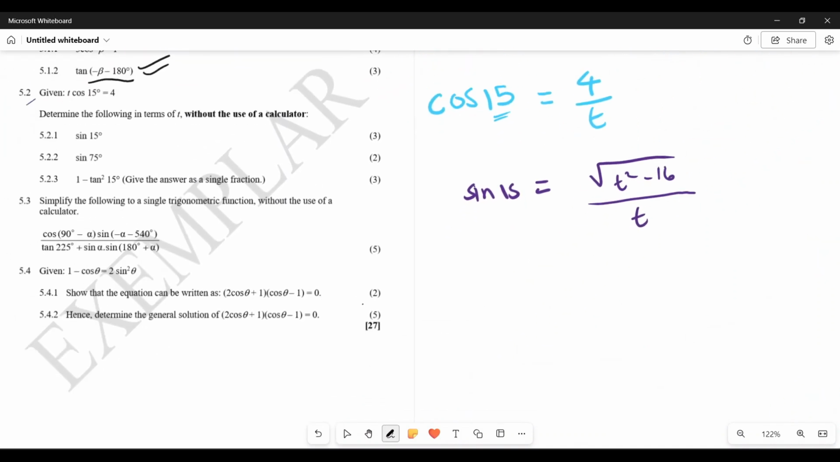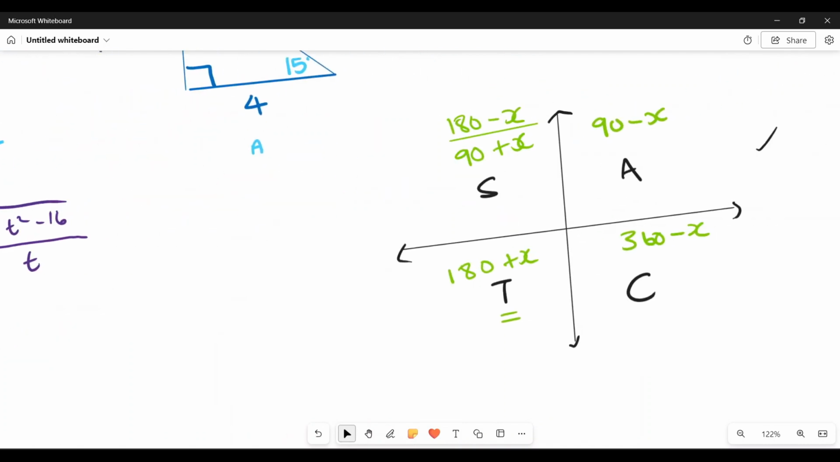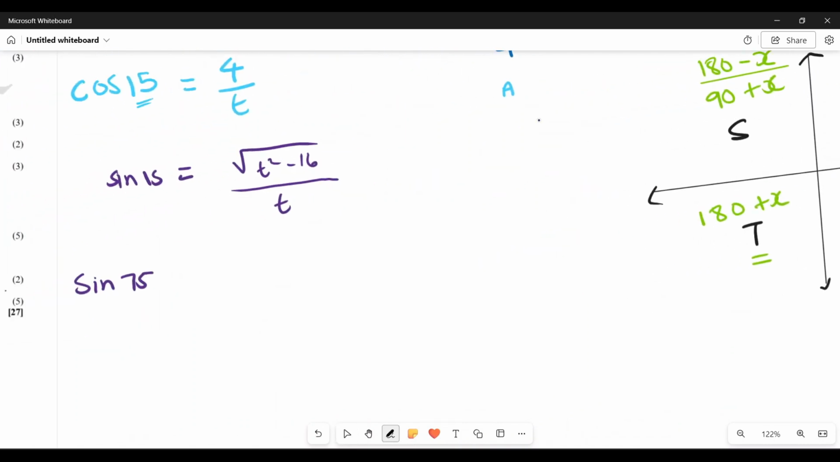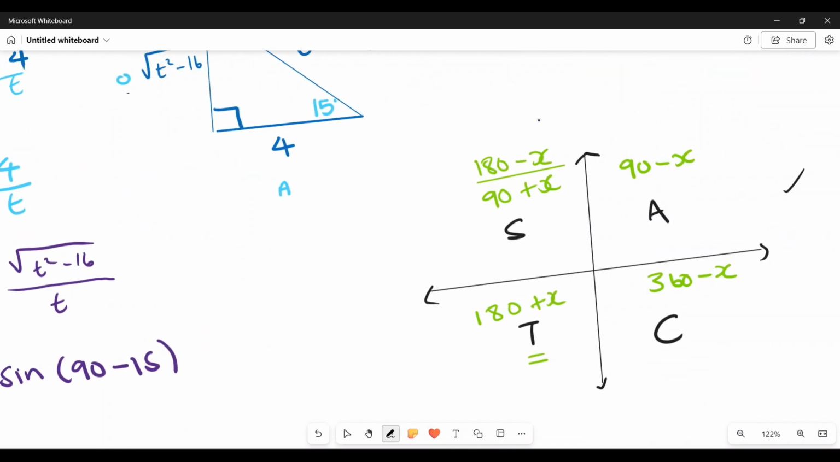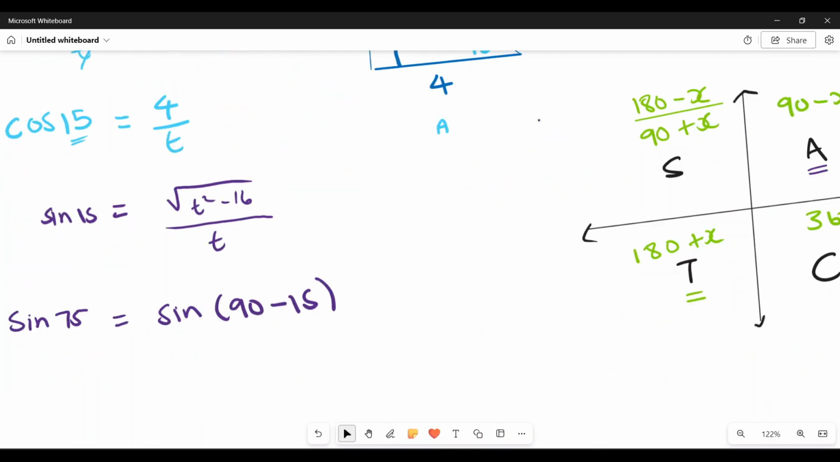Now, sine of 75. We're going to try and reduce the 75 to be 15, right? Making use of our CAST diagram. When you add 15 and 75, they add up to 90, right? So as a result, I can simply represent this as sine of 90 minus 15. Now, 90 minus is in which quadrant? This quadrant, and here all values are positive. Whenever you have sine of 90, whether it's 90 plus or minus, it's always going to change to cos. Same applies with your cos. Whenever you have cos of 90, whether it's 90 plus or minus, it's always going to change to sine.